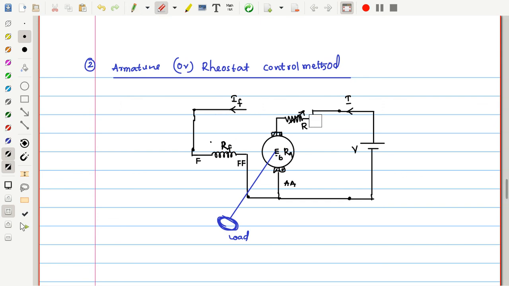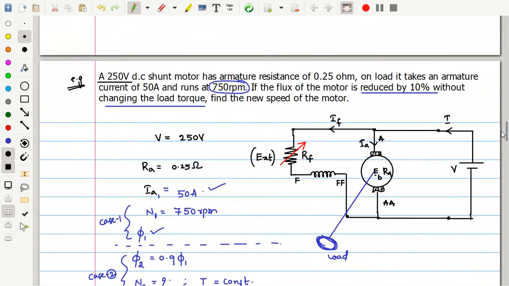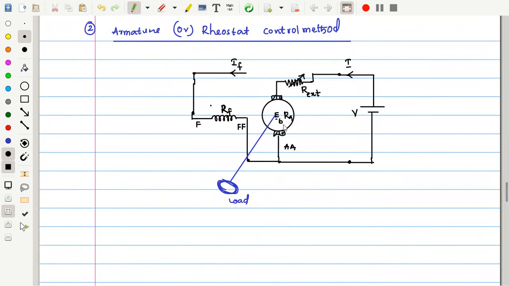To avoid confusion, previously also you can assume this as R external, no issue. I had even written ext, see here. So you can consider this as R external, and the field winding is as usual. Now R external plus RF is the total field winding resistance. Clear? Here also, R external plus RA, which is already there, together is the armature resistance.